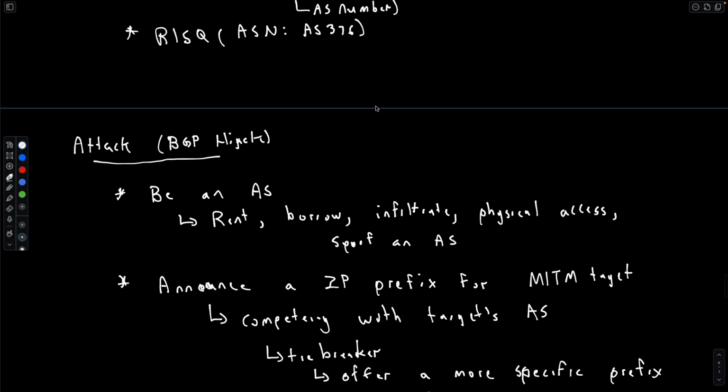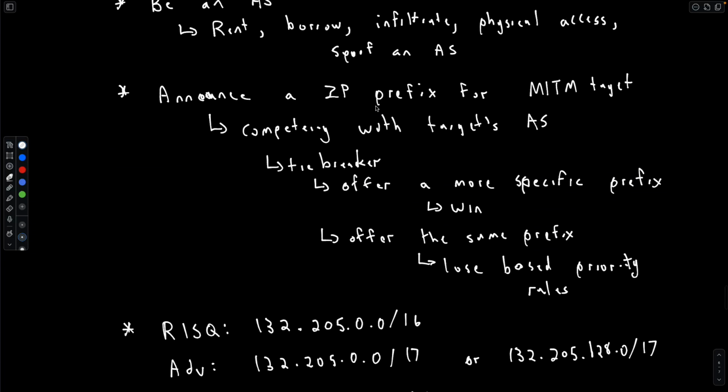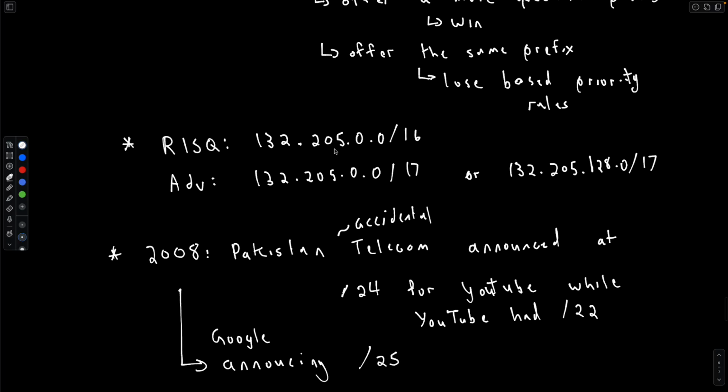So then if we go down here, Rice is announcing a /16. So a /17 is more specific. And it could be a /18, a /20. It doesn't matter. Anything that's more specific than /16 is acceptable. But yeah, the more specific bit is in the 0. So you start at the front.